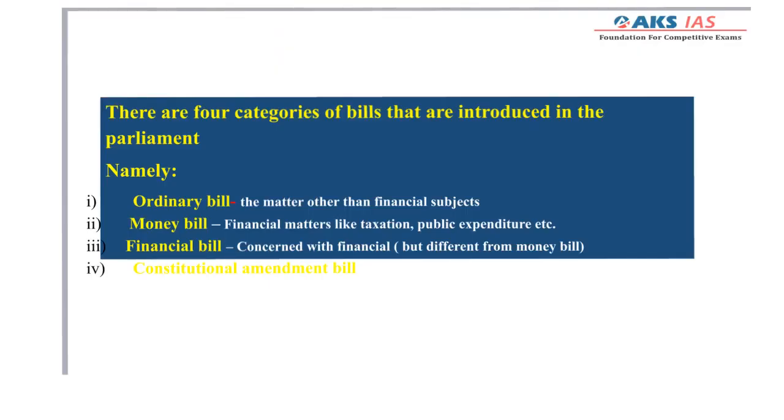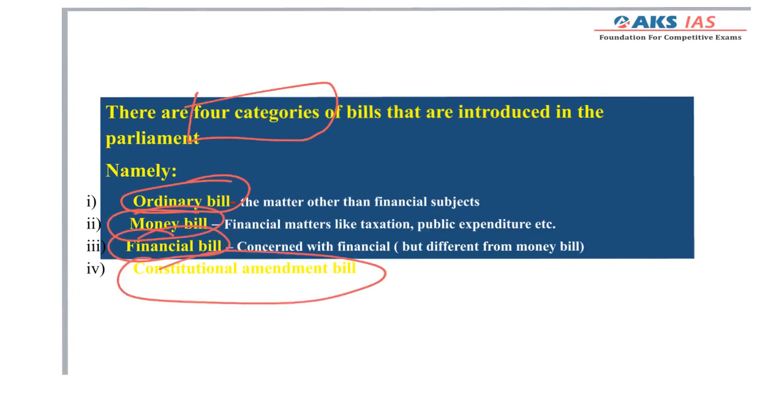There are basically 4 categories of bills that are introduced in the Parliament, namely ordinary bills, money bill, financial bill, as well as the constitutional amendment bill. In this session we are just going to talk about the money bill and the financial bill. In brief, ordinary bills are concerned with any matter other than financial subjects, whereas money bills are concerned with financial matters like taxation, public expenditure, etc. Coming to financial bills, which are also concerned with financial matters but are different from the money bill.